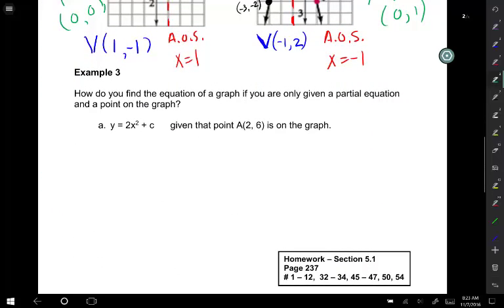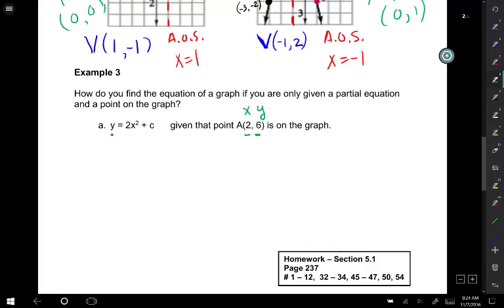All right, example 3. Here I have an equation. I don't have the whole thing. I'm telling you the equation is 2x squared plus a given value c. And all you know is that the point (2, 6) is on the graph. How can I figure out what the rest of the equation is? Give me your thoughts. Oh, c is the y-intercept, yeah. Well, I know this point exists, (2, 6). Isn't 2 the x and 6 the y?